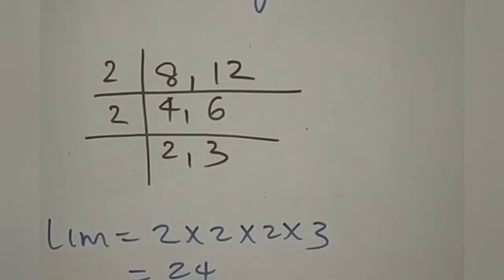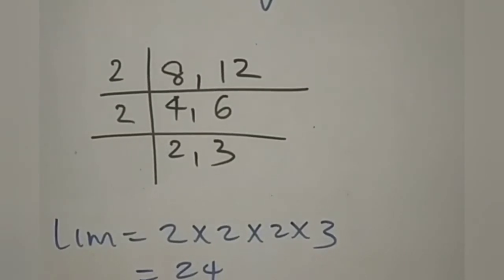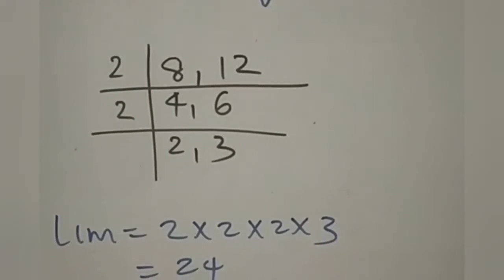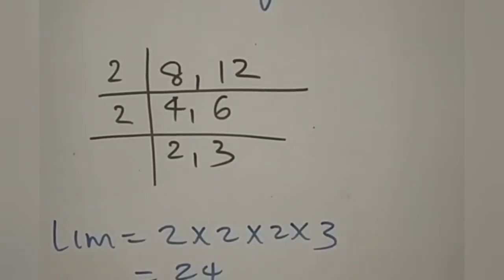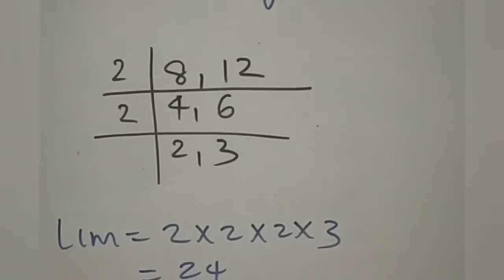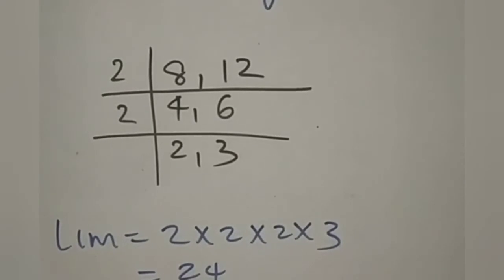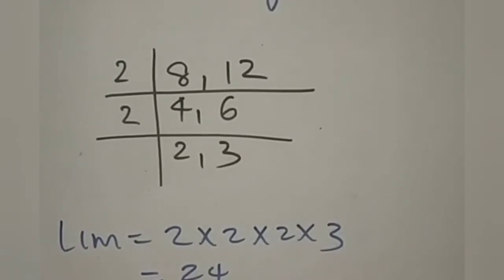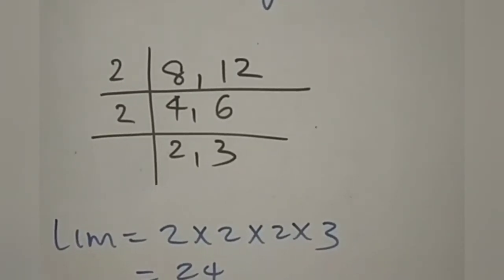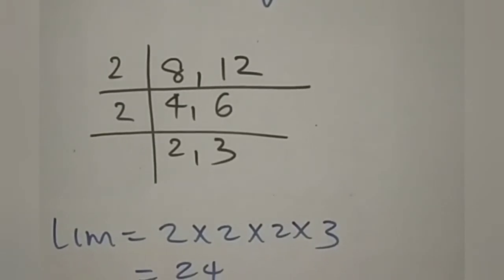So we got the numbers 4 and 6, and we need again to find out the prime number which divides both 4 and 6. And we know that 2 is the prime number which divides both 4 and 6. So we again divide 4 and 6 by 2, and we will get 2 and 3. Now there is no common factor for 2 and 3. So we will stop the division process here.